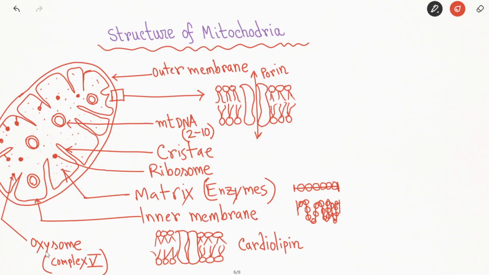In oxysome, the final stage of ATP production happens. That's why oxysome is also called ATP synthase, because ATP synthesis happens there. I think that's all for the structure of the mitochondria.